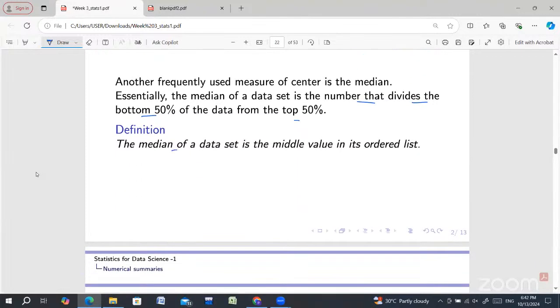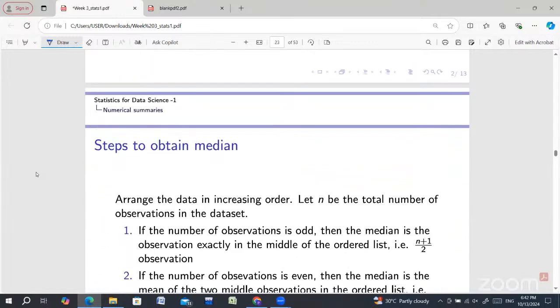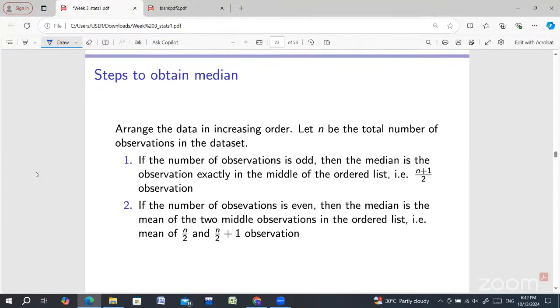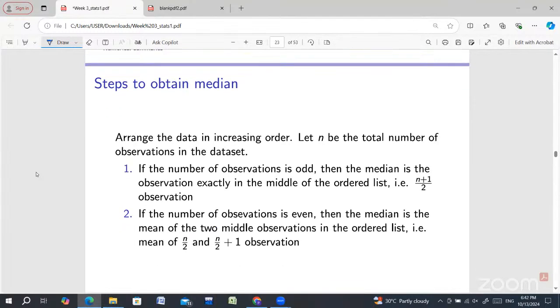So the median of the data set is the middle value when the data is an ordered list. You arrange the data set either in ascending order or in descending order. Now here are the steps to find the median. Suppose we are given a data set x1, x2, x3, up to xn.